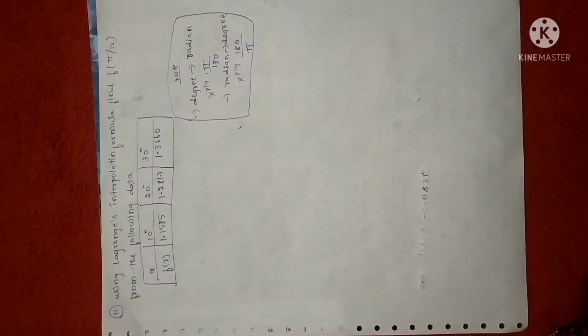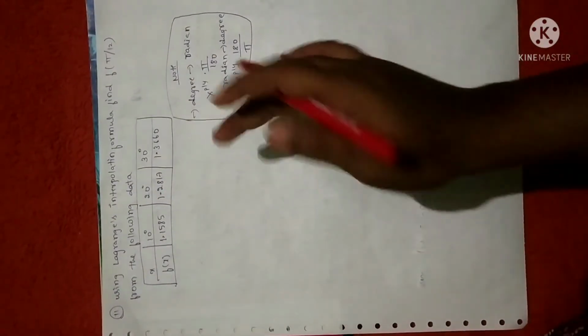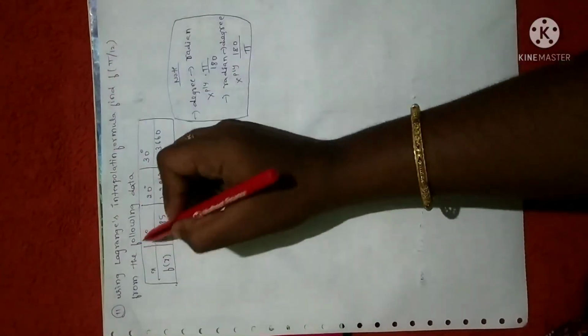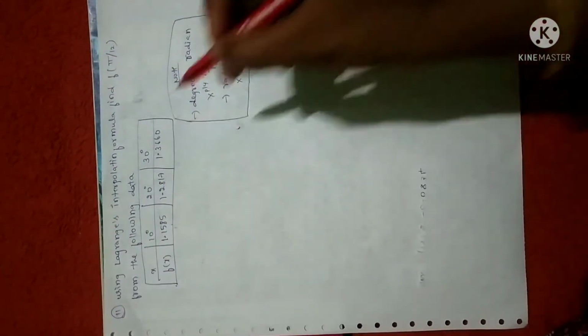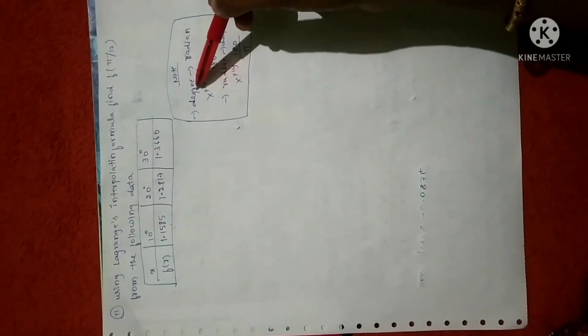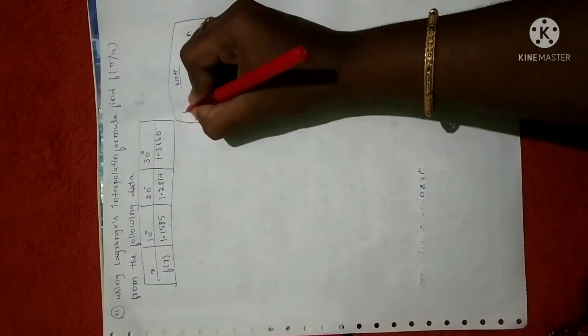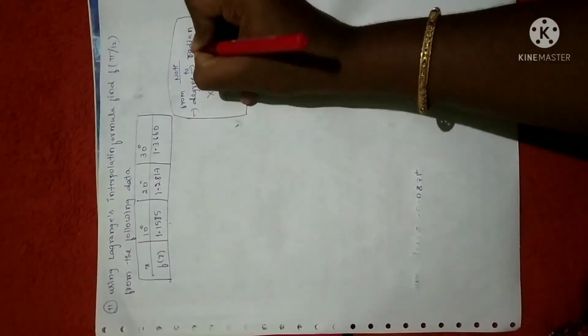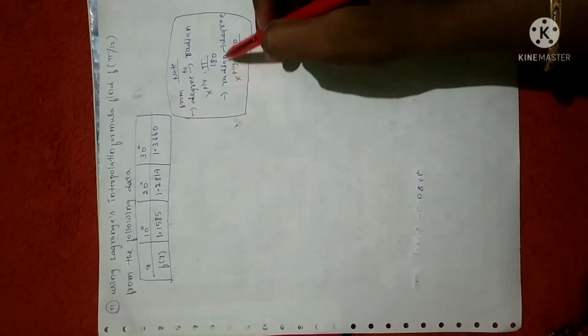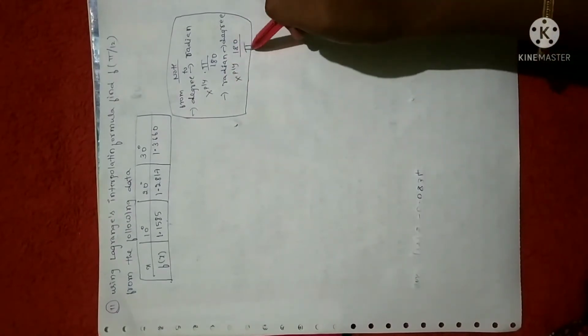So here is the next problem. Using Lagrange interpolation formula, find f of pi divided by 12 from the following data. Data is given. Before going to solve the problem, please make a note of these points. Whenever you need to convert from degree to radian, you need to multiply the term by pi by 180, and whenever you convert radian to degree, you need to multiply it with 180 by pi.